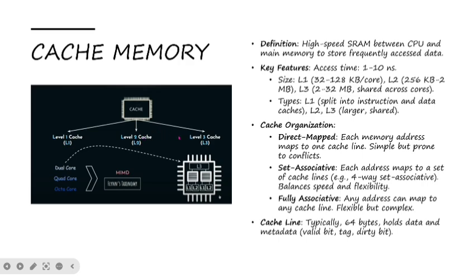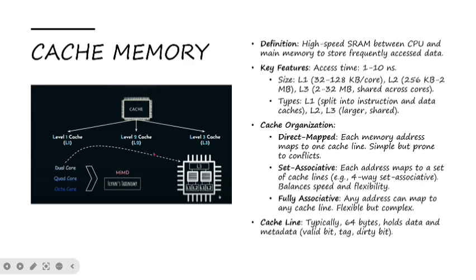And then moving on to level 3. Level 3 is the largest and the slowest among the three, and it is shared by all cores. It also helps coordinate and reduce access to main memory. The arrows and the flow show how data flows from the level 1 cache up through level 2, level 3, and then to the main memory.